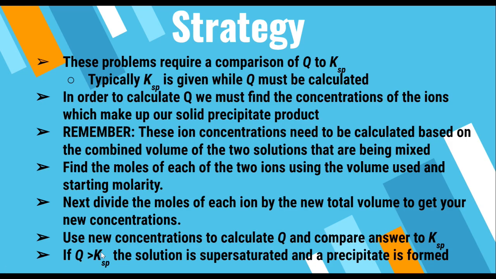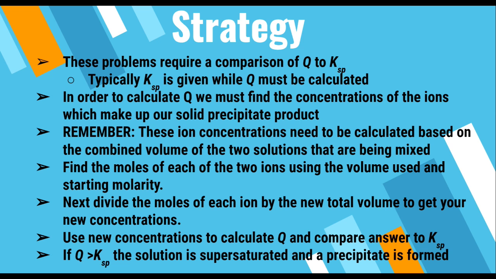All right, guys, let's talk strategy. Anytime you have to answer one of these questions where it's proposed that you're going to mix two different aqueous solutions together and you need to know whether precipitate forms, we're going to go through some similar steps. Obviously, we want to get to a comparison of Q to K, and we're going to have to calculate that Q. So the first thing we need to do, as we demonstrated, is find the concentration of the ions which make up our solid precipitate product.